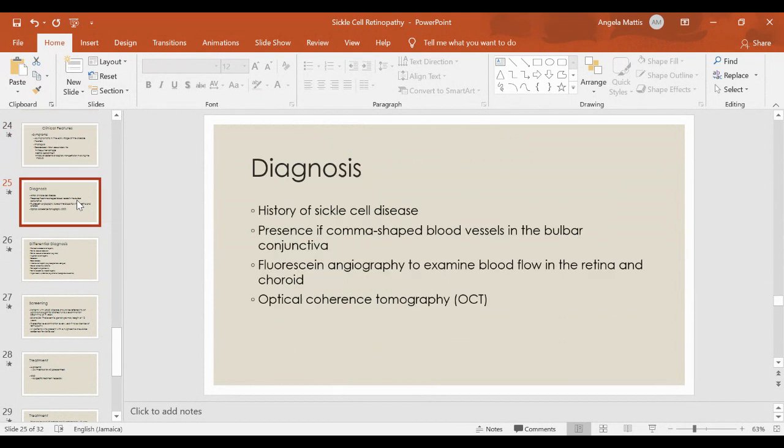All right, so how do we diagnose these patients? Well, they have to have a history of sickle cell disease, obviously. Depending on what they're coming in with, you get your history, you ask them about sickle cell disease, and you examine them. It's really a diagnosis of examining. As I mentioned before, we do fluorescein angiography, which examines blood flow, and we also do OCT, looking at the macula to see if there's macular edema. It's a special photograph taken by what we call an optical coherence tomograph.